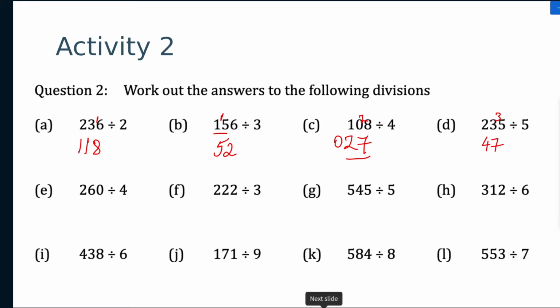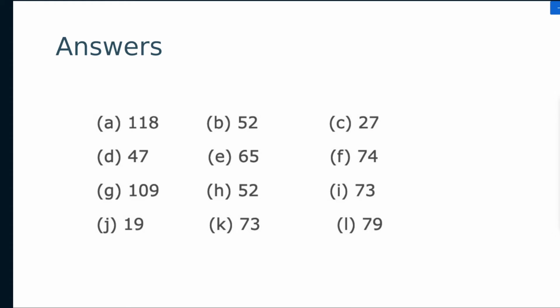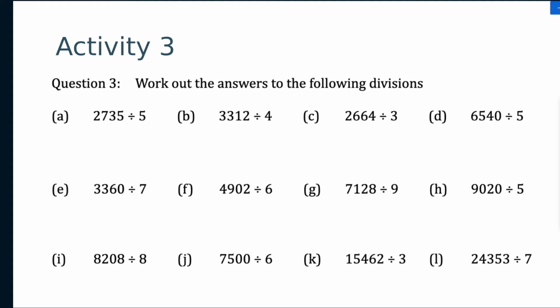Okay, and now here are your answers. And the next activity, this activity is very similar. You have 4 numbers now. If you got that method with 2 and 3 digits, you should be able to do it with 4 as well, because it's over and over again, same thing. You just have to carry your remainders. Remember to use them.